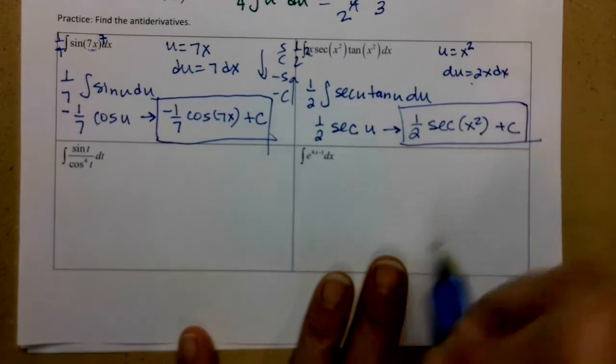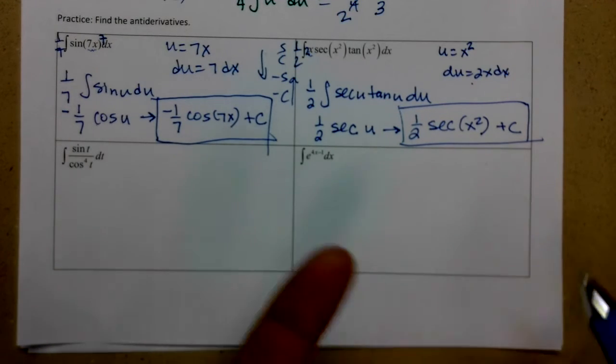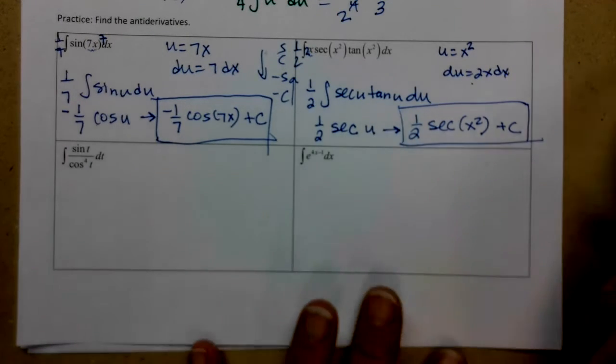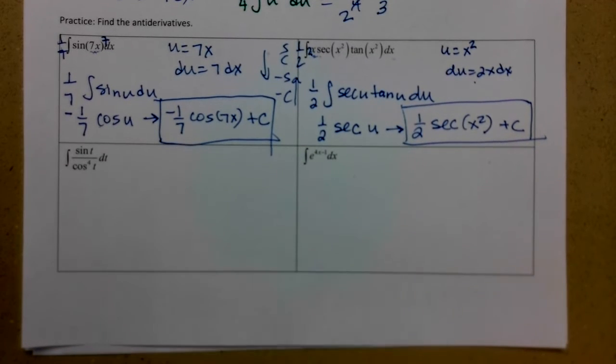How could we check? How could we check to see if we did it right? Yeah, exactly. We could differentiate this, right? We found the antiderivative. We could take its derivative. It should get us back to our integrand, right?